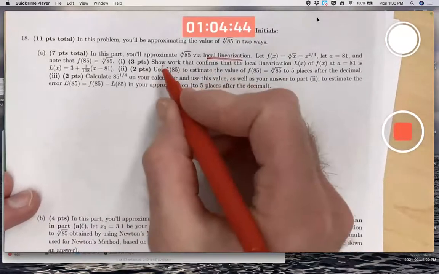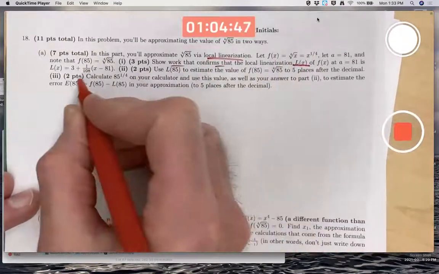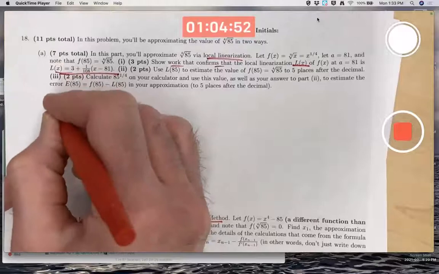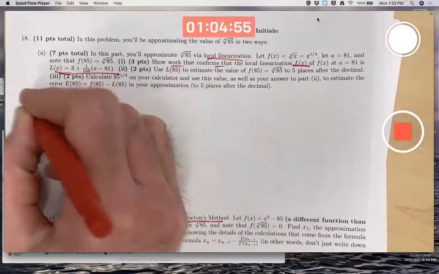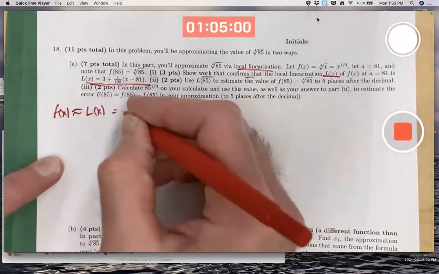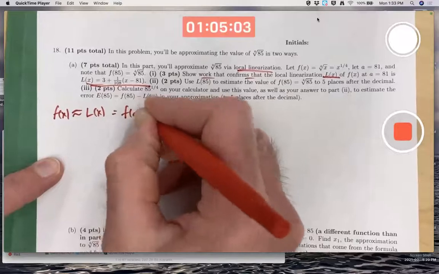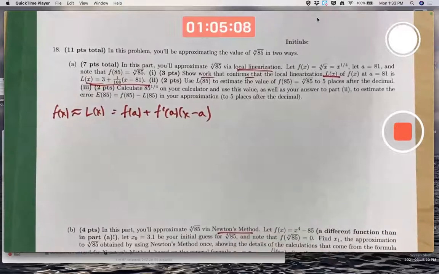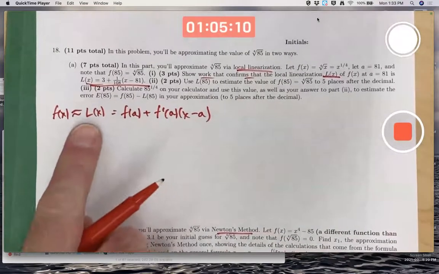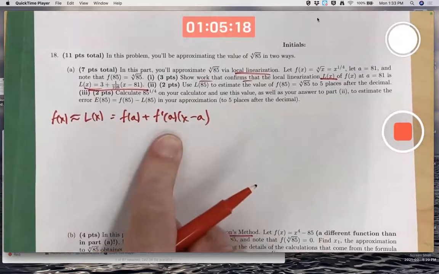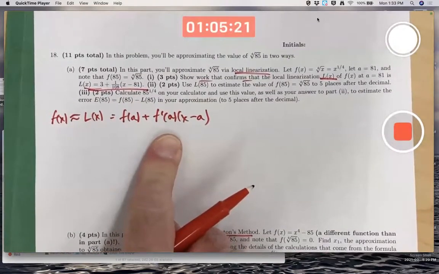Part A, or part 1 here, show work that confirms the answer L of x is this. L of x is just the name of the linearization function. Its abstract formula, you can write f of x is approximately L of x. L just stands for linear. It's f of a plus f prime of a times x minus a. In our class, I don't think I've used L of x before. I'm doing it now because it's in the exam. L is just the name of this new function. That's all it is. L for linear.